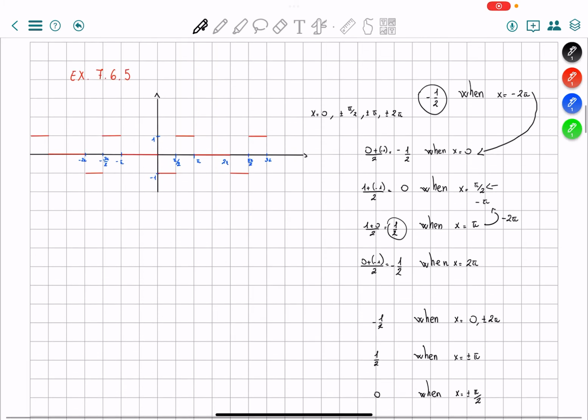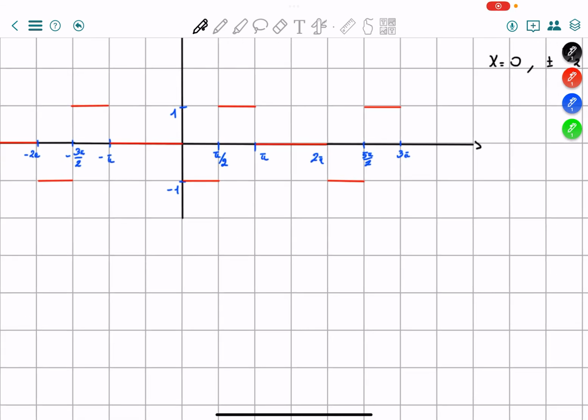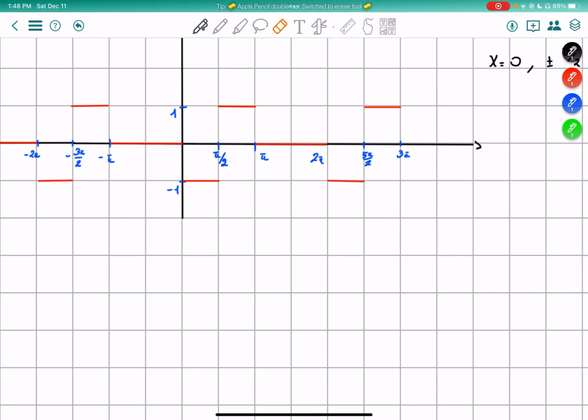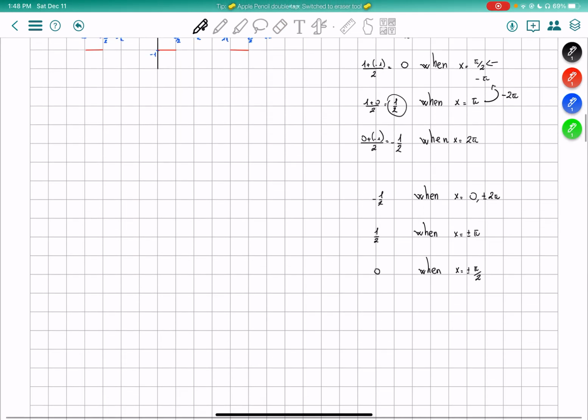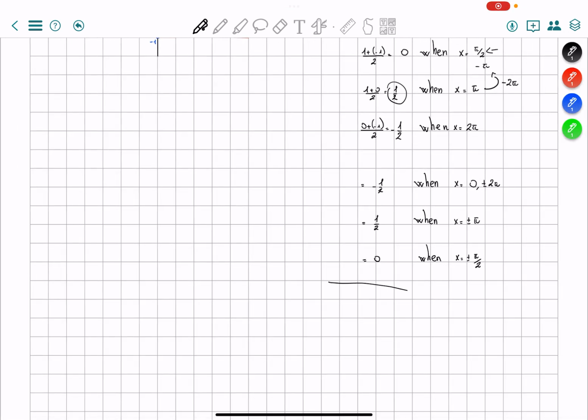It's not periodic here because, as you can see, there's only a jump of pi and not 2 pi, but it just happens to be equal to 0 for both of them. So our answers are these ones right here.